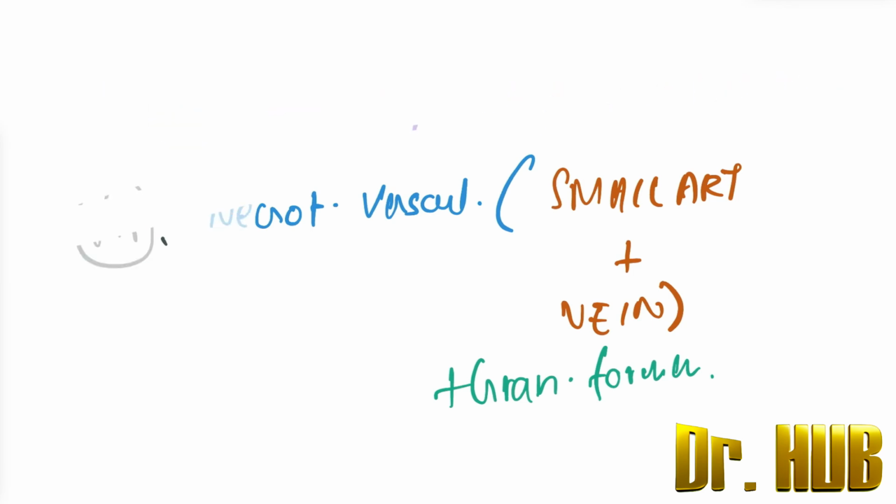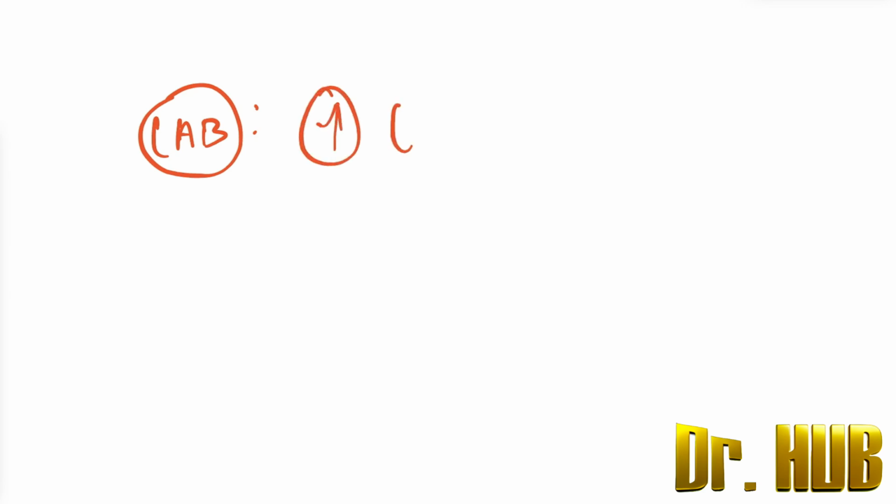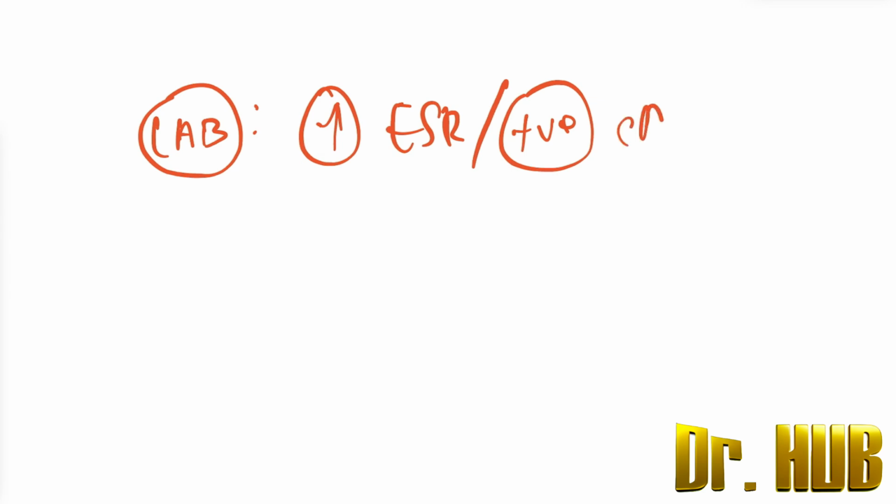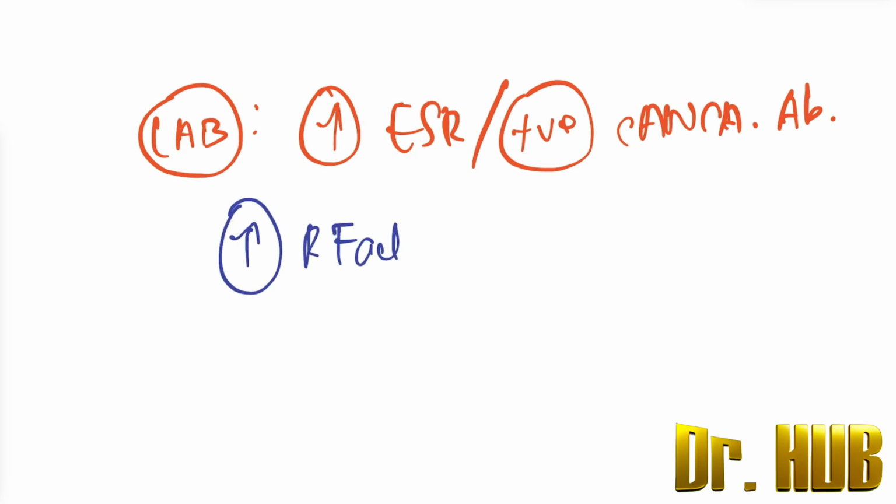Now, the important lab findings in granulomatosis with polyangiitis: the ESR is increased, there are positive C-ANCA antibodies, and there is mild elevation of the rheumatoid factor.